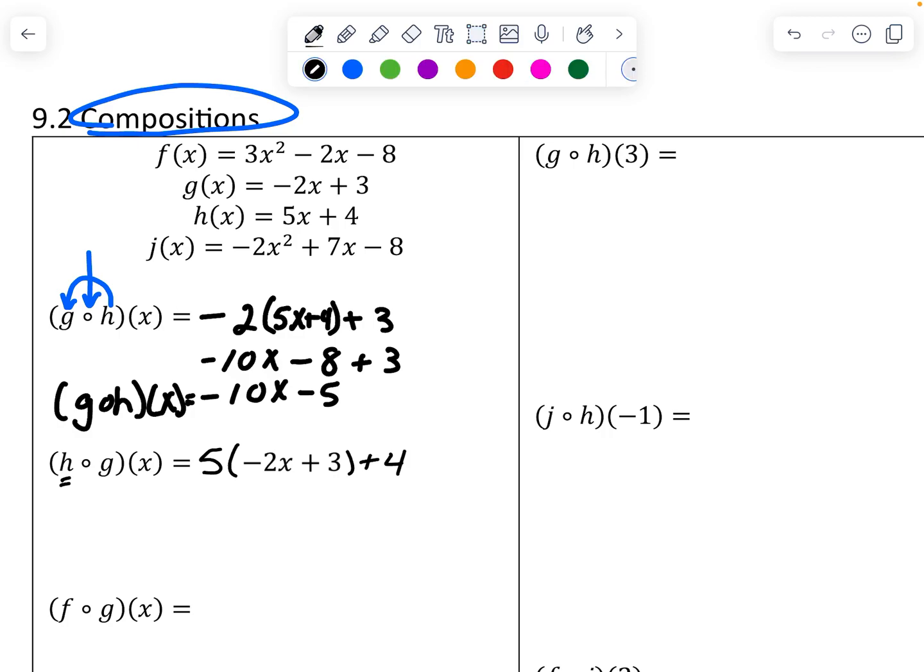So again, what we did is we took the function g and we put it inside the function h. And then we just clean it up. So here the distributive property, 5 times negative 2x is negative 10x. 5 times 3 is 15. Plus 4, clean that up. We have negative 10x plus 19. So h composite g of x is equal to that.